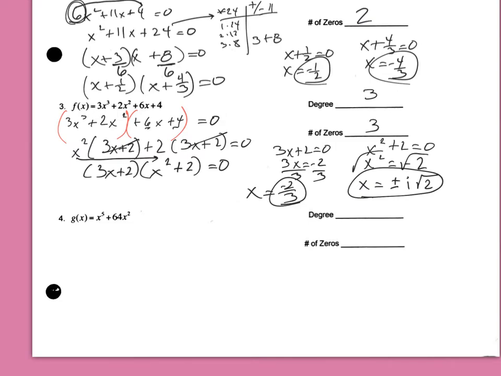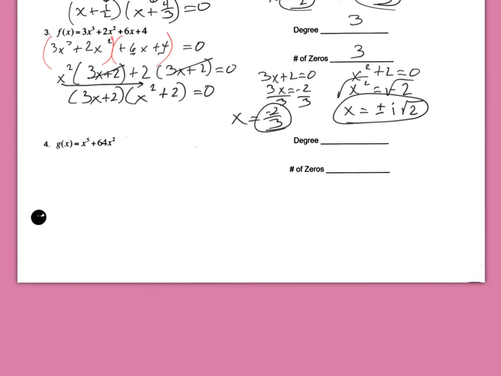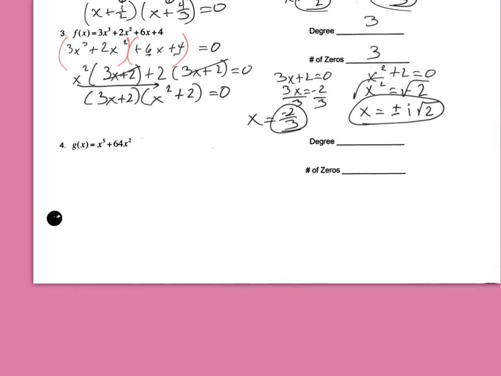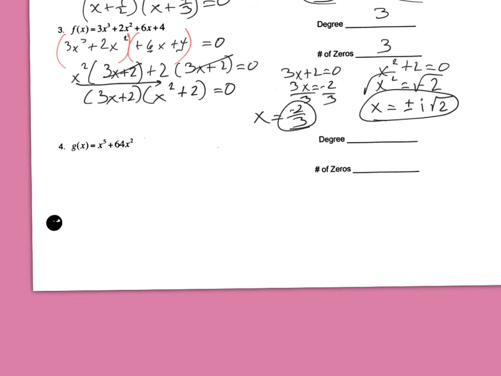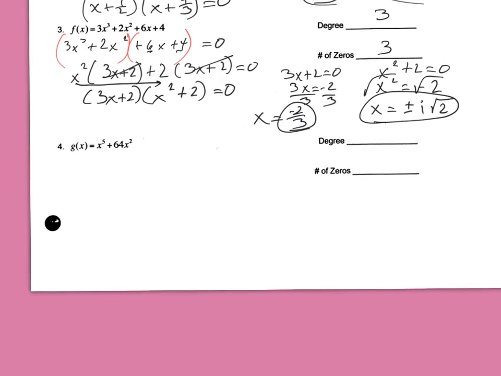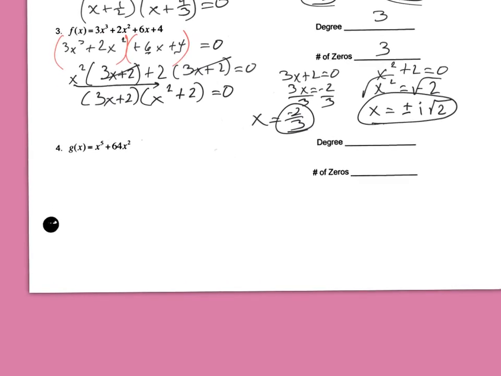Now, just for extremeness, check out number 4. Degree 5. 5 answers. Now remember, answers that get repeated, they count. However many times they repeat, if you have the same answer 3 times, that counts as 3 answers. So it doesn't mean we have 5 unique answers. It means we have 5 answers.